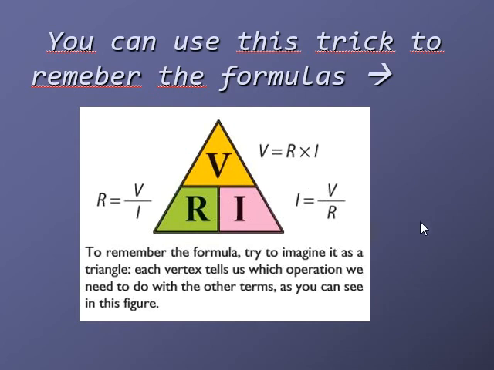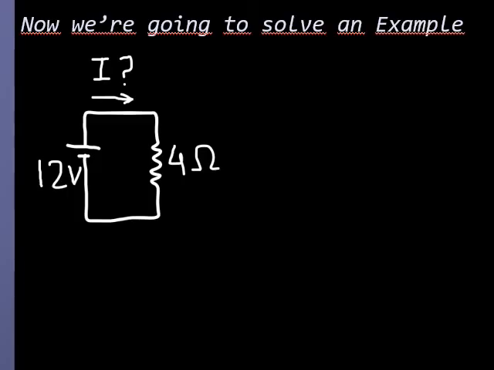Okay, so let's use this formula in a real case. Imagine that we have a circuit with a battery and a resistance. This is the symbol for the resistance as well. The resistance can be a motor, a lamp, a buzzer, whatever. We call that just a resistance. We have a 12-volt battery, and the resistance value is 4 ohms, and we have to work out the current.